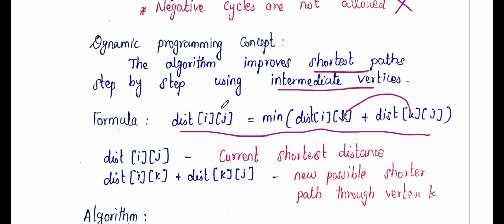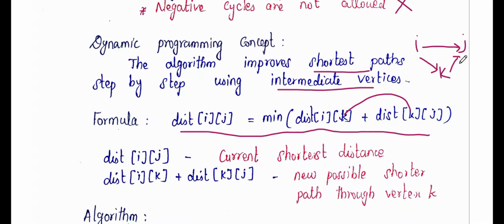So i to j is connected by a path with some weight. We update and improve the shortest path using some intermediate vertex. Another path is there, that is i to k, then k to j. We compare the two distances. Which one is smaller, i to j or i to k, k to j? Use the smaller distance.